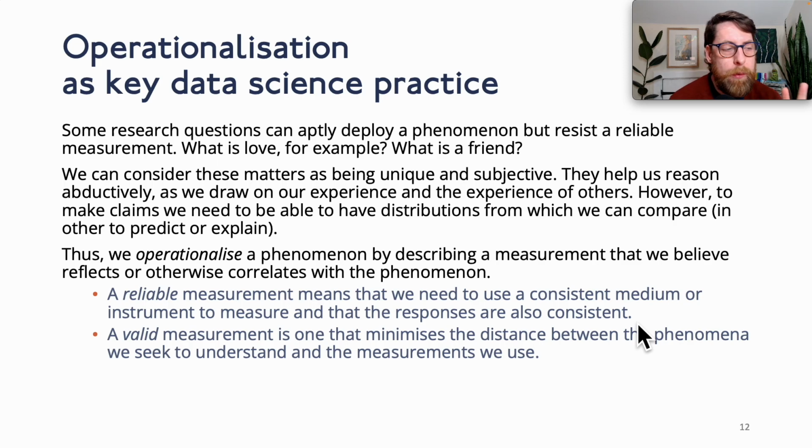So now it's worth noting there's a difference in this relationship between a phenomenon and a measurement, that sometimes we're talking about it with respect to its reliability, and sometimes with respect to its validity. A reliable measurement is a measurement that uses a consistent medium or instrument, and that the responses are also consistent. So that when we ask a question, if we were to ask it to the same person repeatedly, and we get the same response, we might say it's reliable.